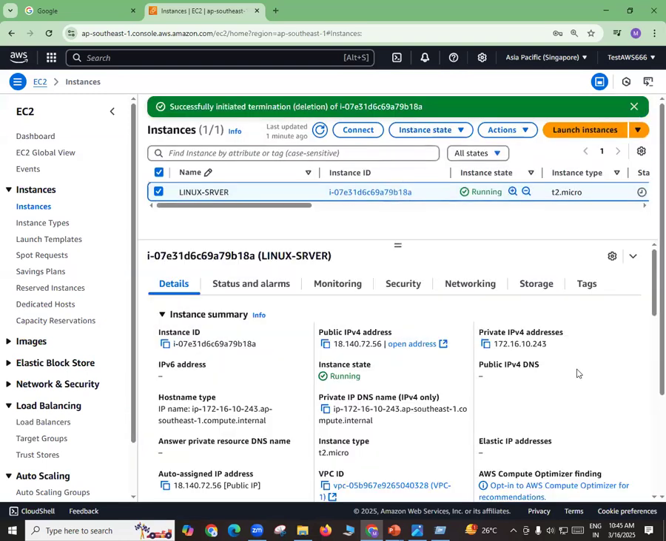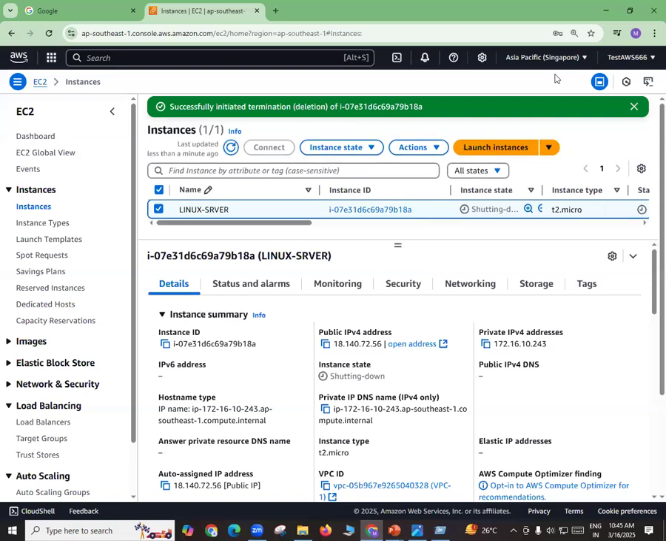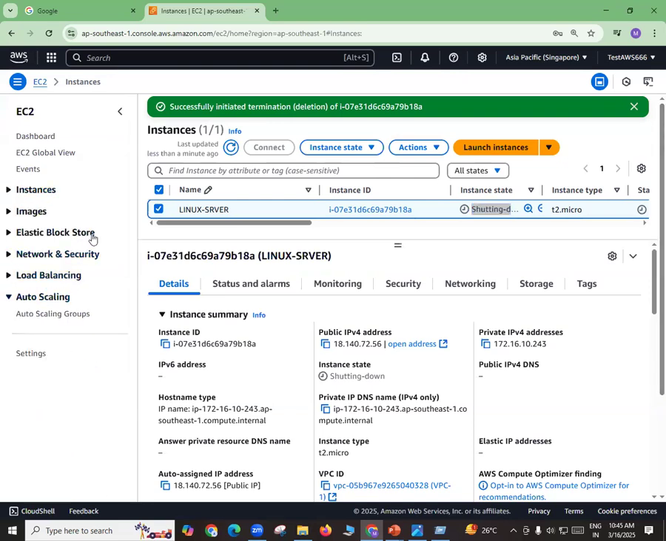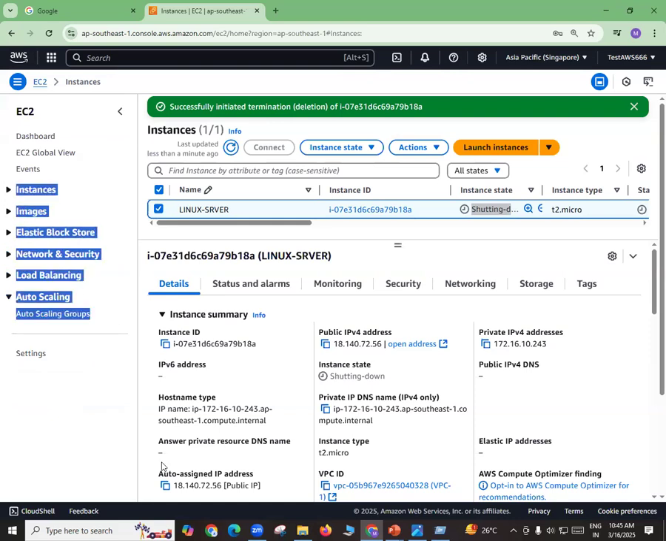Terminate means you're deleting the server. So a server was created in Singapore region. Now the server is deleted. So very soon the server will be terminated permanently. So easy it is to use a cloud computing concept. So whatever you see here, like instances, images, EBS, network and security, load balancer, auto scaling, these services will take approximately 10 to 12 days for me to complete.